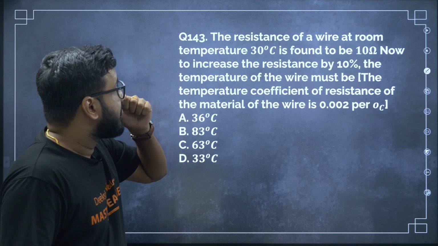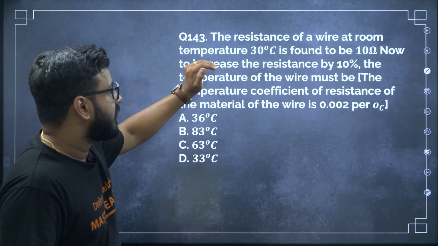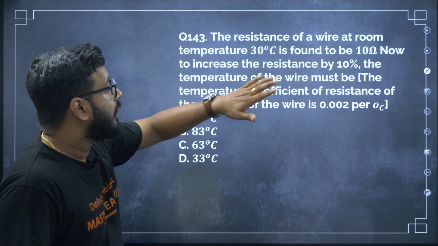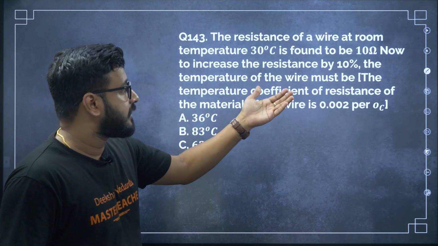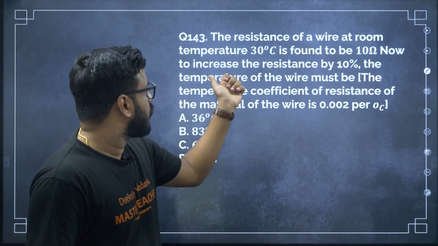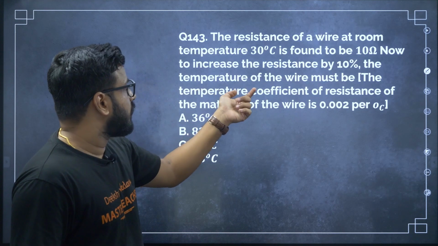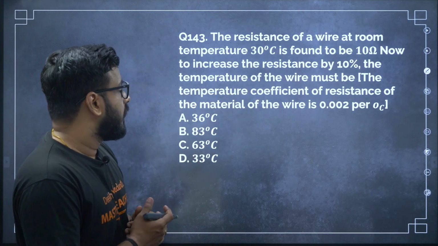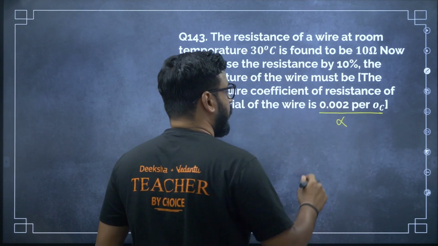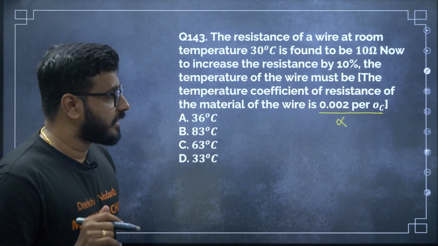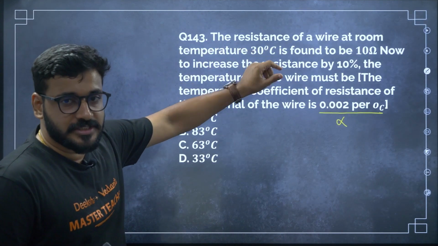Next question. The resistance of a wire at room temperature, 30 degrees Celsius, is found to be 10 ohms. To increase the resistance by 10%, the temperature of the wire must be, okay. So the alpha value is also given. They have given the alpha value as 0.002. Now this is also a very straightforward question. You just have to write the equation at each point.